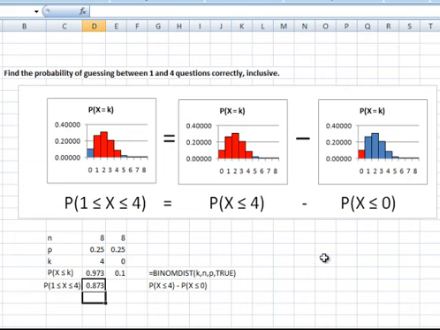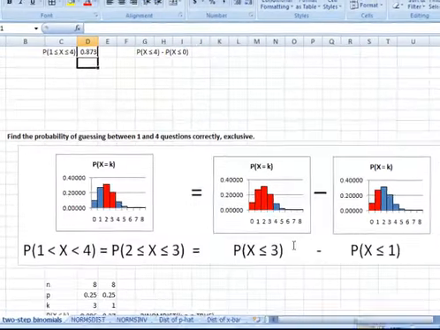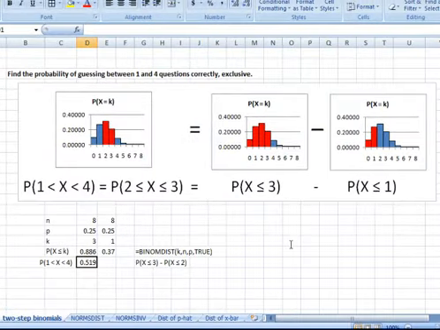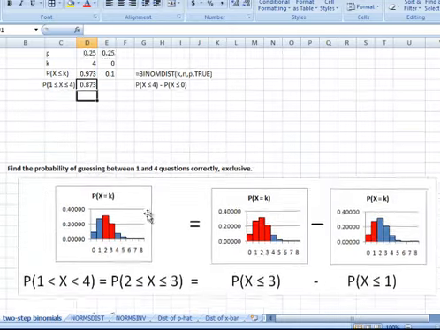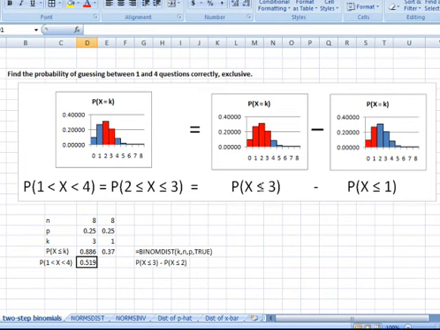I'm going to take a look at one last example, but I'm going to do this one a little more quickly because it's very similar to what we just did. Let's find the probability of guessing between 1 and 4 questions correctly exclusive. In other words, excluding the 1 and the 4. So if I set this up with strict inequalities instead of the inclusive inequalities, well, I need to rewrite it in terms of inclusive inequalities. So between 1 and 4 means getting either 2 right or 3 right. Once I've rewritten it like this, it's the exact same type of problem as I worked up here, except now it's the probability that x is less than or equal to 3 minus x less than or equal to 1. The work is now identical to what we just did up here, except we're using different values of k.